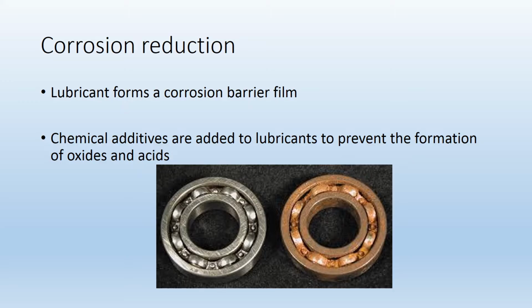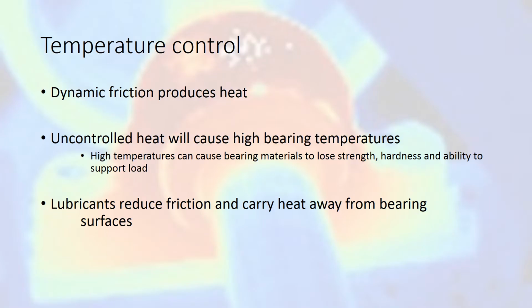Corrosion reduction. Lubricants form a corrosion barrier film on the metal surfaces. When lubricants are exposed to oxygen, they will form oxides and acids which attack bearing metals.